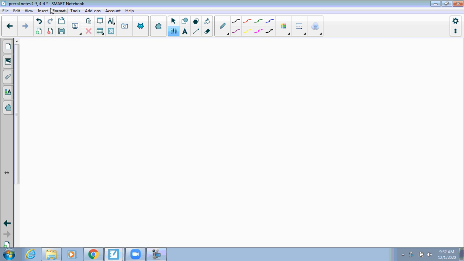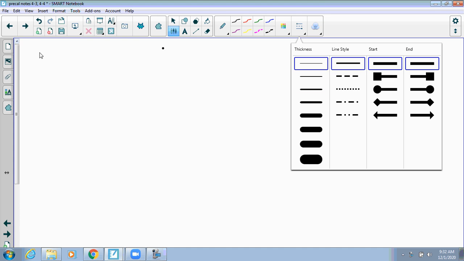Okay, this is the lesson for 4.3 and 4.4. This is the properties and laws of logarithms.